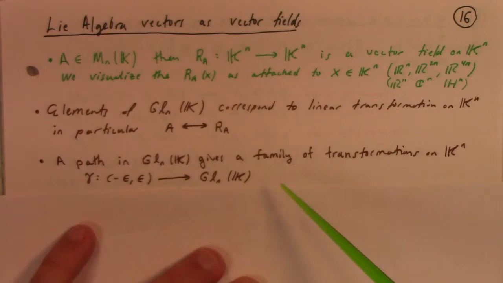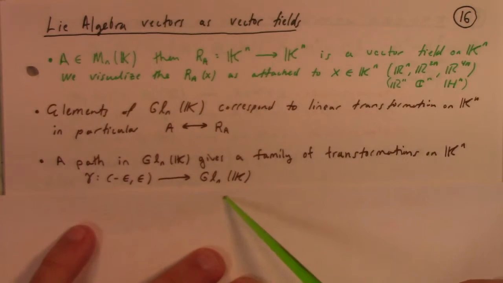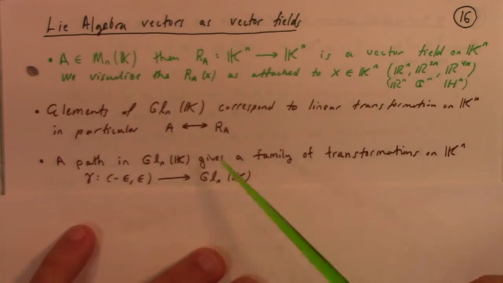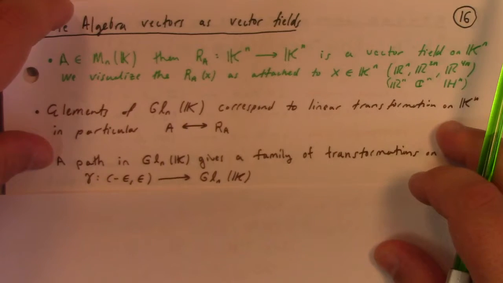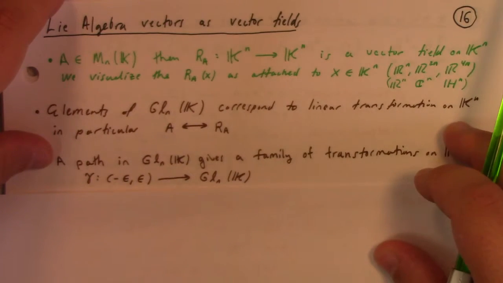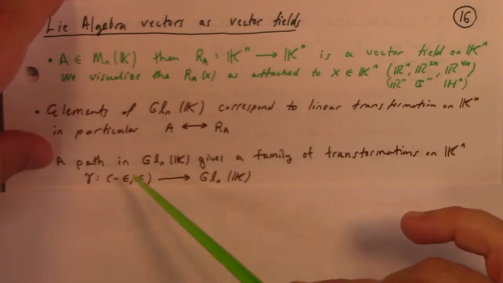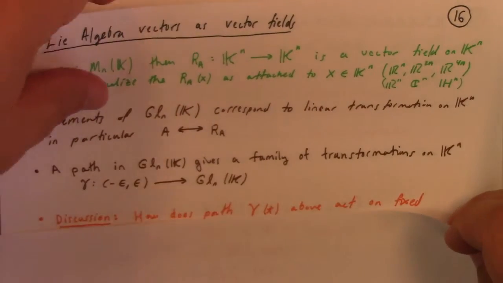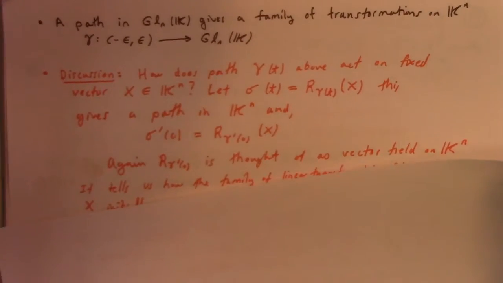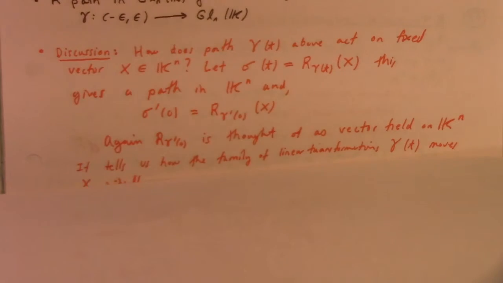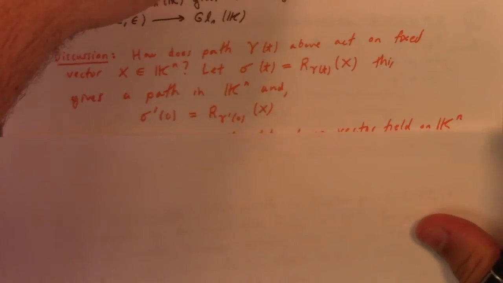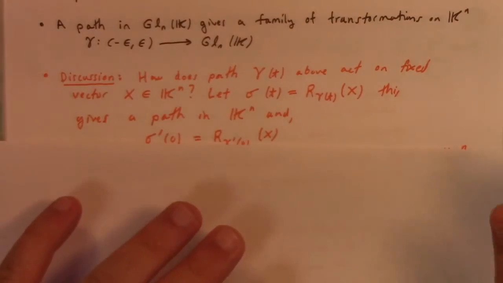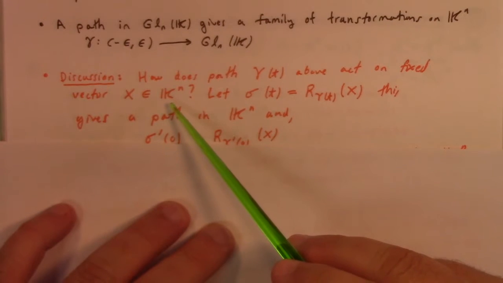So I suppose you could think of that as, I guess there's a lot of different ways you could think about it. It seems like I could think of it as a vector field for each choice of time in there. Now, moving along here, how does the path gamma of t act on a fixed vector? So here we're talking about the family of transformations, so how does that act on a fixed vector x in Kn?